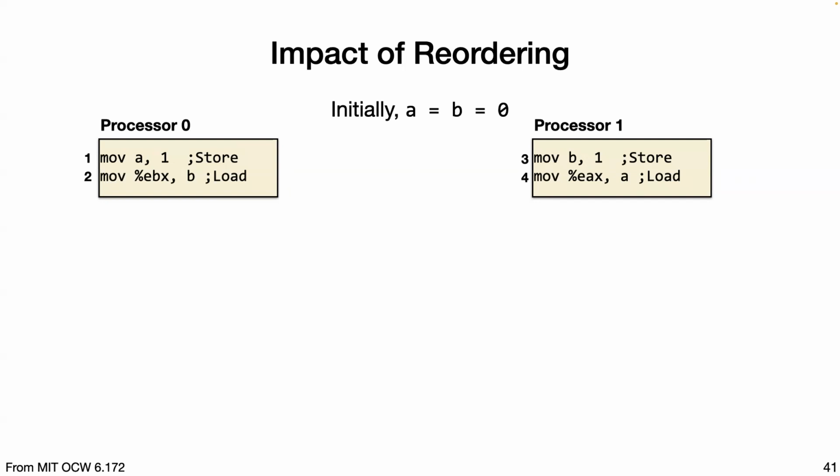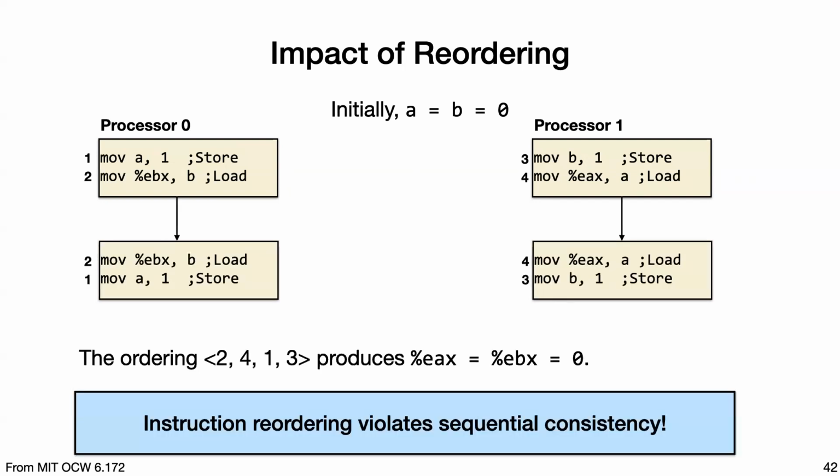Yes, exactly. So if these got reordered, like 2 and 1 were reordered, and here 3 and 4 were swapped as well, now if we got 2, 4, 1, 3, then both EAX and EBX would end up with 0. And so like I was saying, instruction reordering violates sequential consistency. So you may not get the orderings that you expect.